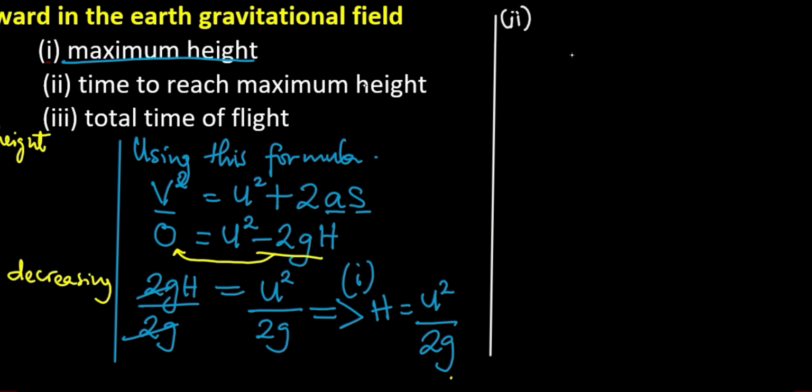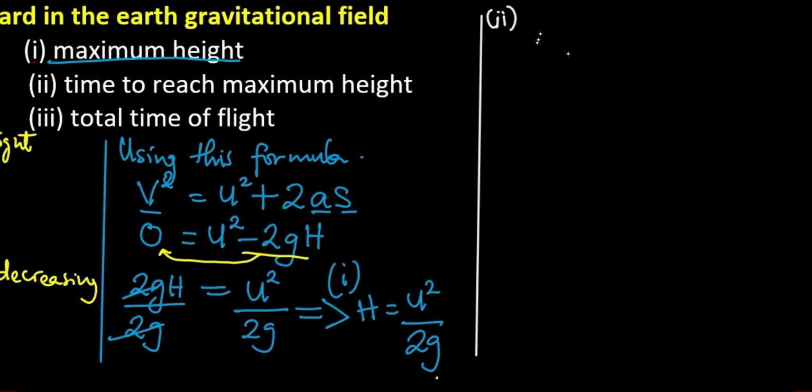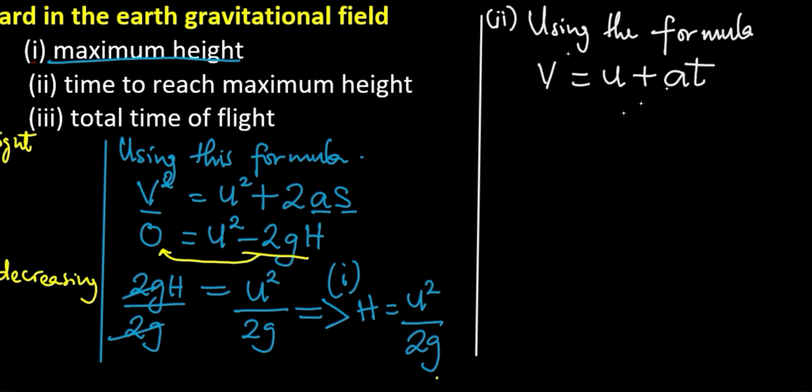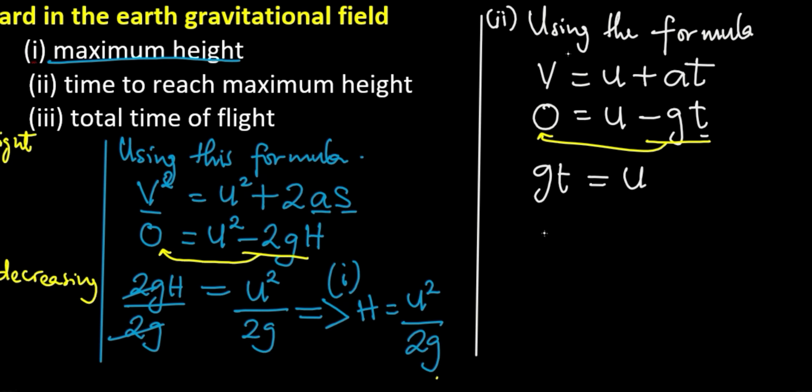We want to get the time to reach the maximum height. To get the time to reach the maximum height, we use the formula v = u + at. Don't forget the final velocity is equal to 0, the initial velocity is u, minus gt, because a is equal to minus g. We take the minus gt to the other side, so we have gt equal to u. Dividing by g, we have t = u/g. That is the time to reach the maximum height.